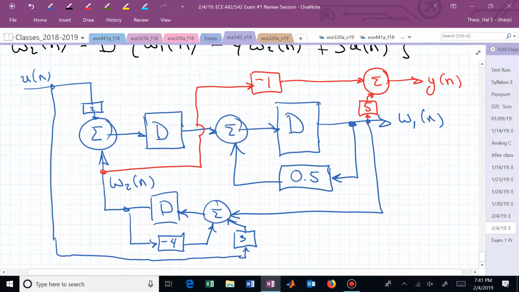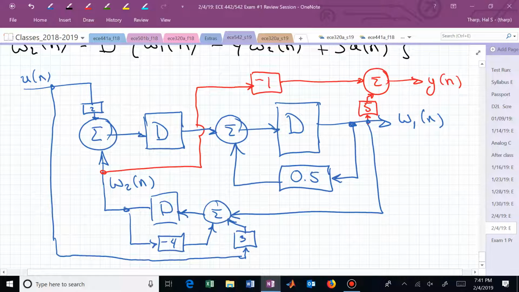That is now my all-delay block diagram associated with that coupled set of difference equations by using nested delay blocks. It's getting late.